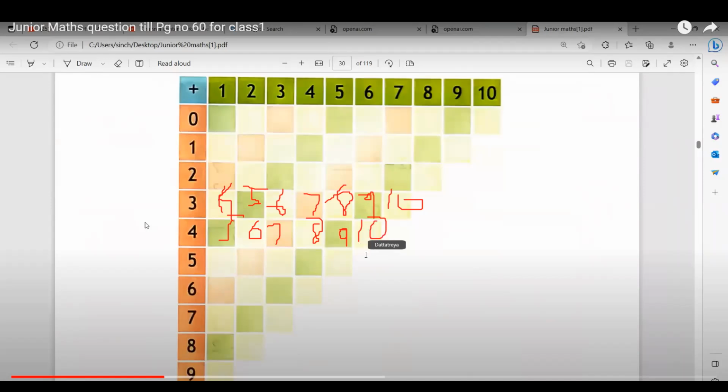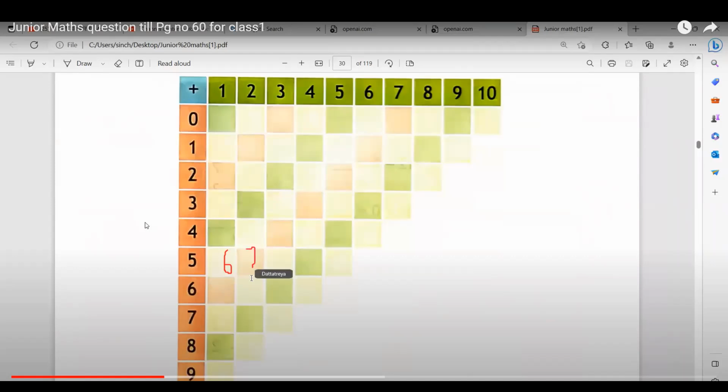4 plus 6. 4 plus 6 is how much? 4 plus 6 is equal to 10. Very good. Now tell me this one, beta. 5 plus 1 is 6, then? 5 plus 2. Tell me why have you written here 7, beta? 5 plus 1 is 6. Then plus 2 is 7. Very good. Then?